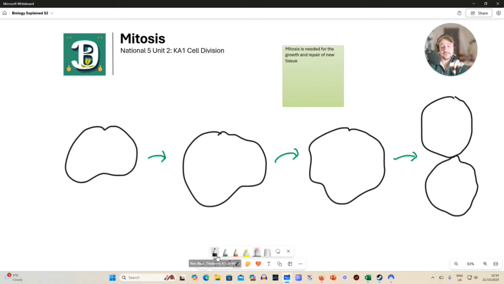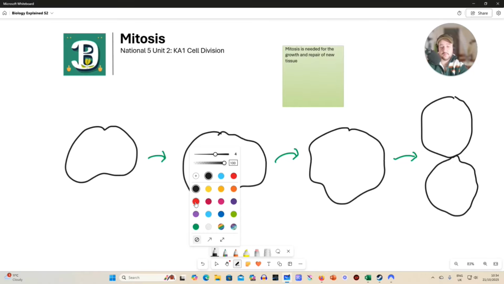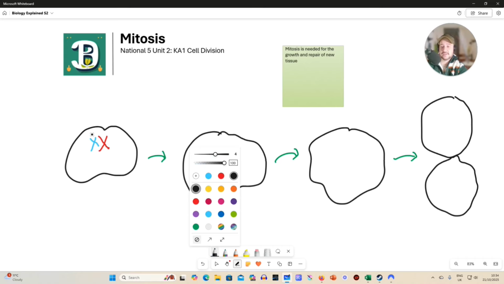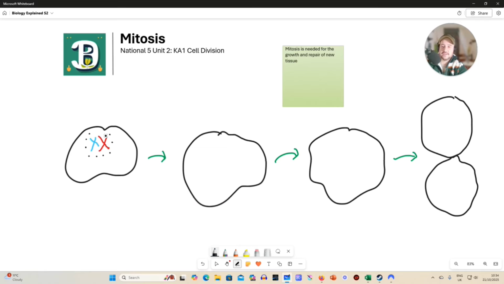So the chromosomes themselves will start to become visible. That's what we mean when we say they start to condense. And you'll see them as crosses in this case. Okay, that's because they have duplicated before mitosis. The chromosomes themselves have duplicated. So the nucleus has disappeared, and I'm just going to do a dotted line around that, just so you can see that the nucleus has gone, and our chromosomes condense.